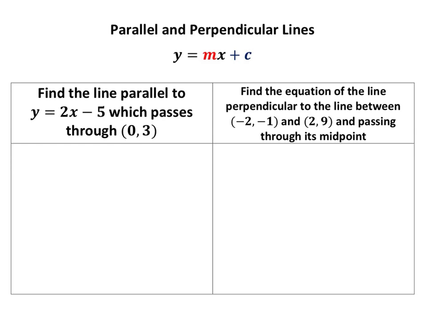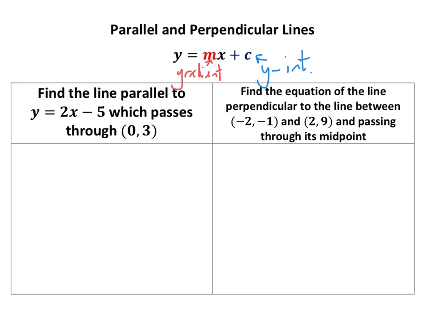Okay, we're looking at parallel and perpendicular lines. Now, we're going to be using this y equals mx plus c. Now, remember the m is the gradient, and the c is the y-intercept. You've seen all of that before. So that's that bit there, and that's that bit there. I've tried to do them in the same colours.